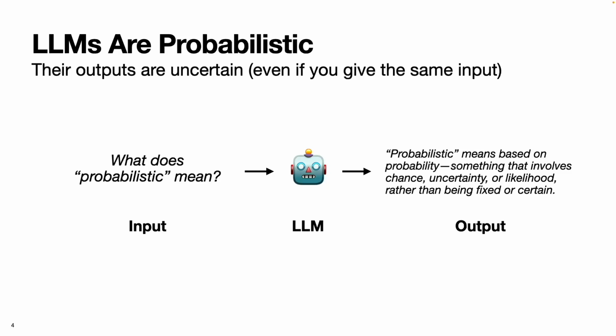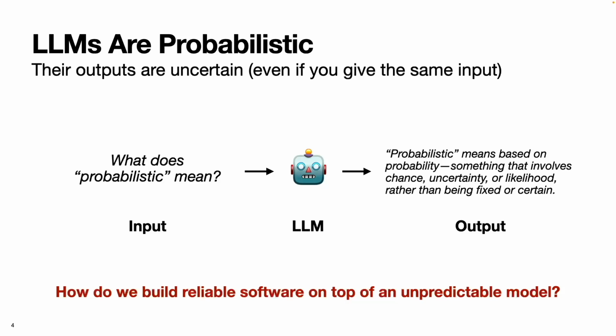On one hand, the fact that LLMs are probabilistic is actually a really beneficial thing. It allows them to be very flexible and give human-like responses to a wide range of inputs. But on the other hand, this does present some unique challenges when we're trying to build on top of these models to create software that solves real-world problems in a reliable way. So the question here is, how do we build reliable software on top of an unpredictable model?